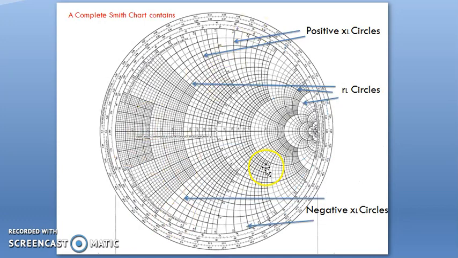Therefore, this is the overview of the complete structure of the Smith chart. That is, here we have circles. The completed circles are resistance circles. These are the positive reactance circles. These are the negative reactance circles.